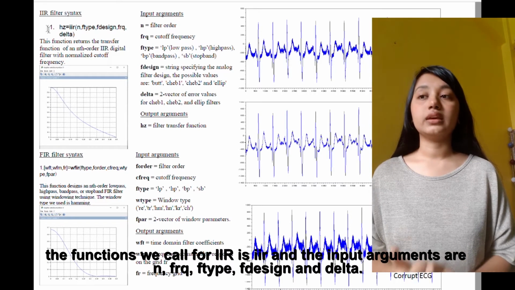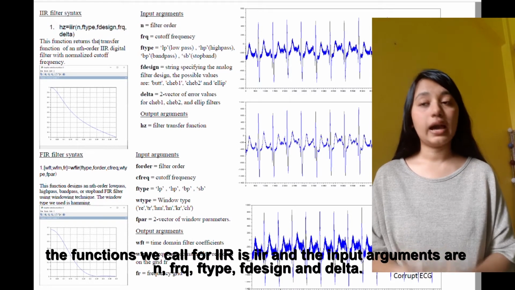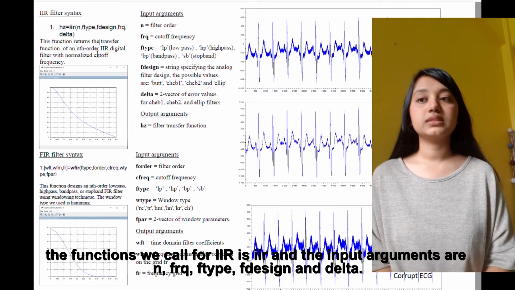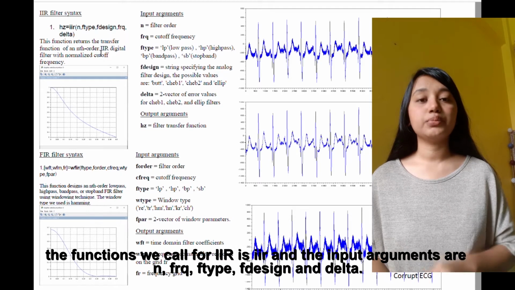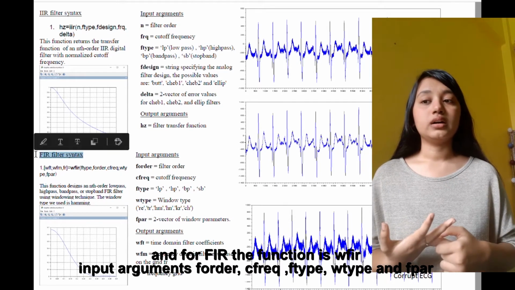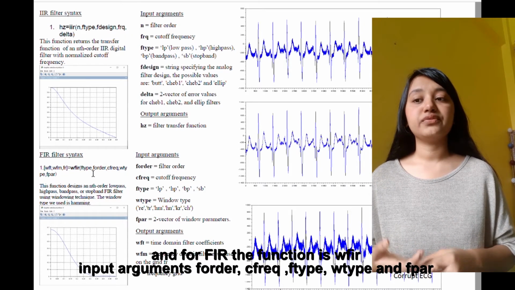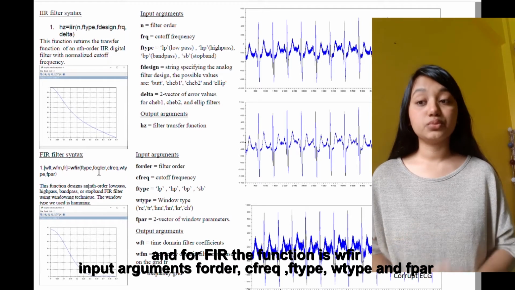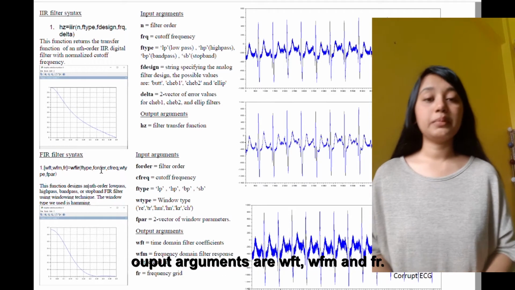The function we call for IIR is iir, and the input arguments are n, frq, ftype, fdesign, delta, and the output argument is hz. For FIR, the function is wfir, the input arguments are forder, cfreq, ftype, wtype, fpar, and the output arguments are wft, wfm, and fr.